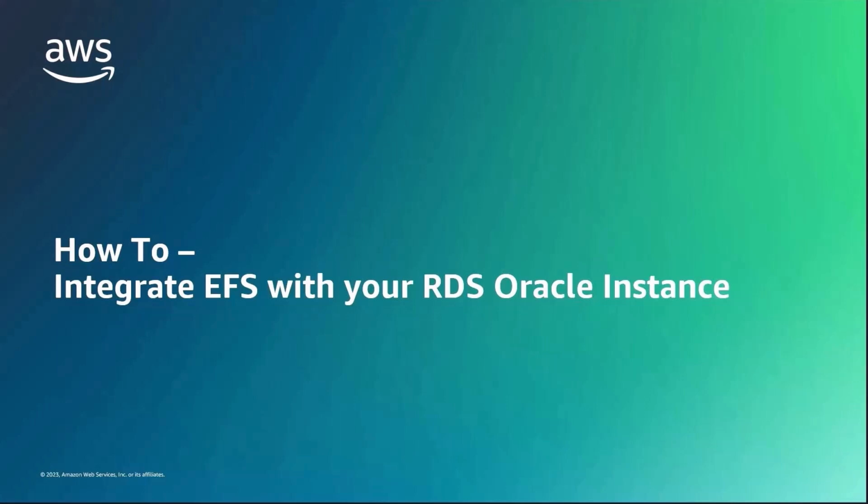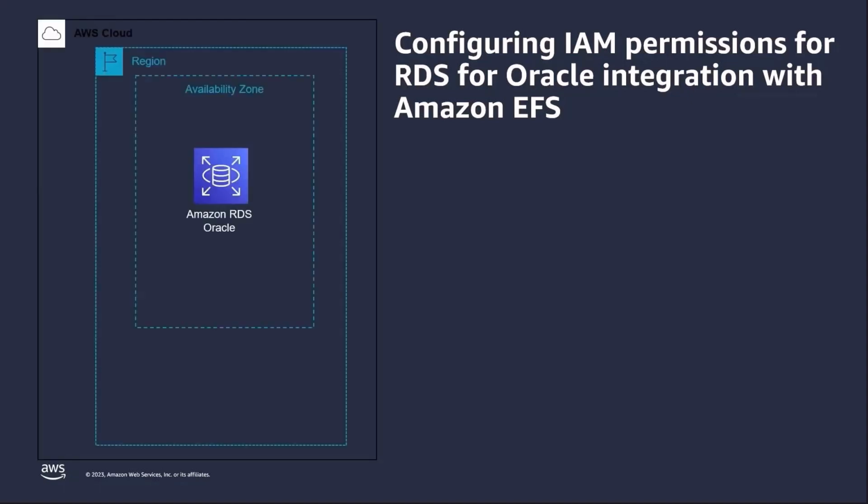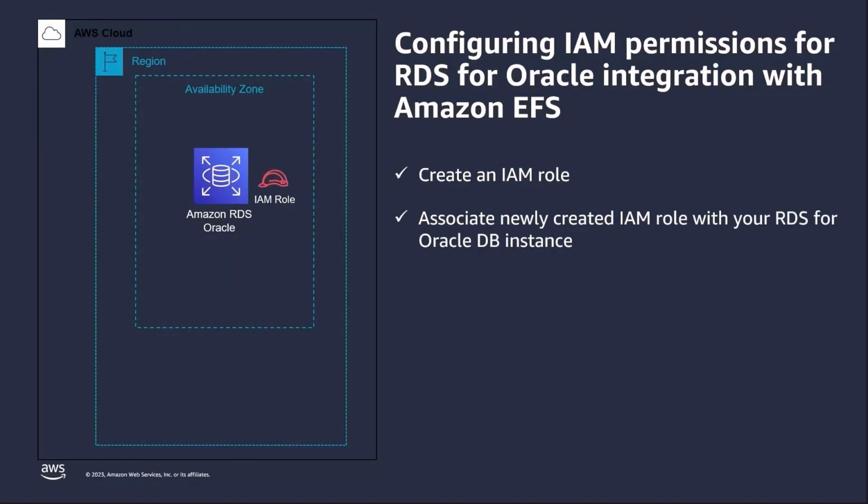Let's get started. The first step is making sure that your RDS for Oracle instance has an IAM role which will allow it to access the EFS file system later on. In this step, we will create an IAM role and associate this newly created IAM role with your RDS for Oracle instance.